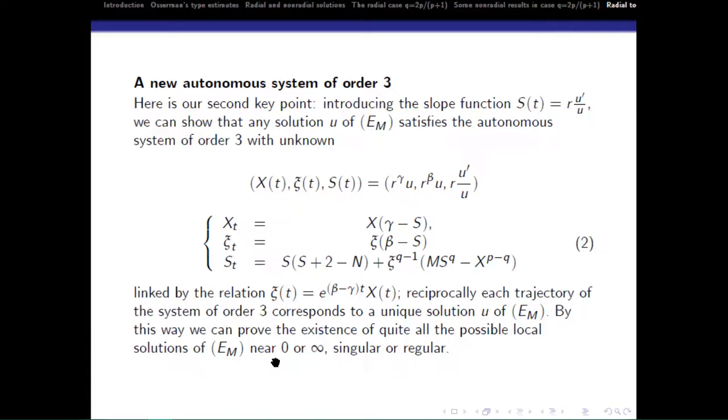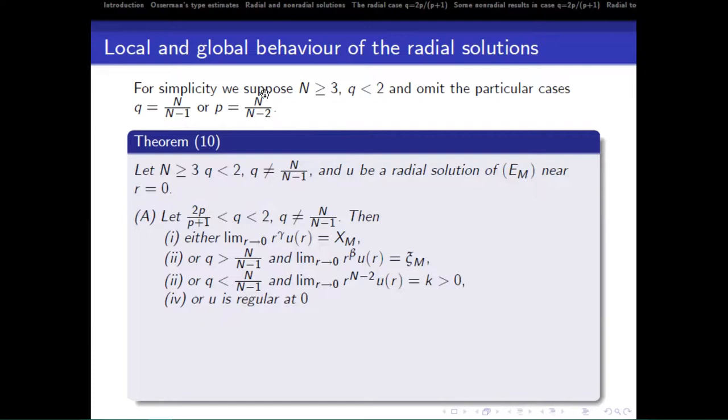So now I come to the local and global behavior of the radial solutions. I suppose n greater than 3, q less than 2. I omit any particular case where a logarithmic behavior is proved. And I also don't treat the case n over n minus 1, which also introduces a logarithm.